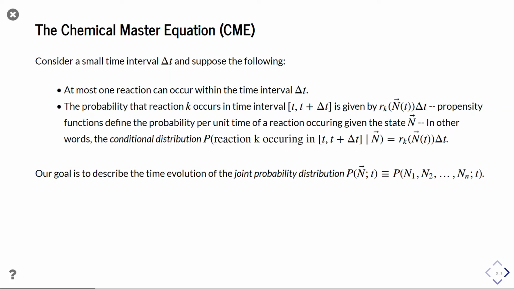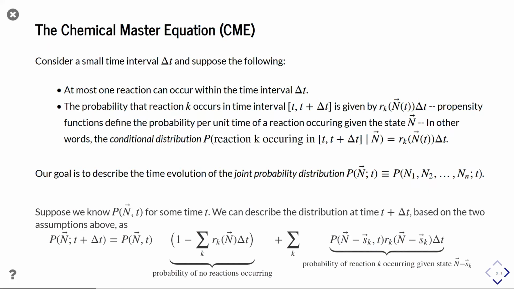Our goal is to describe the time evolution of the joint probability distribution P of the state vector at time t. This is a joint probability distribution over the abundances of the n species we consider in our network. Suppose we know the joint probability for some time t. We can describe the distribution at a later time t plus delta t based on the two assumptions above, as is shown here.